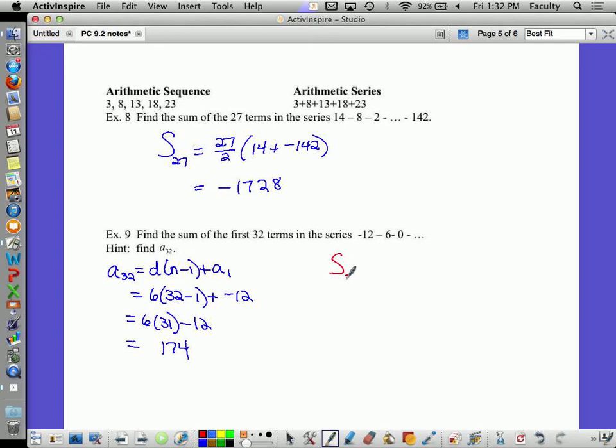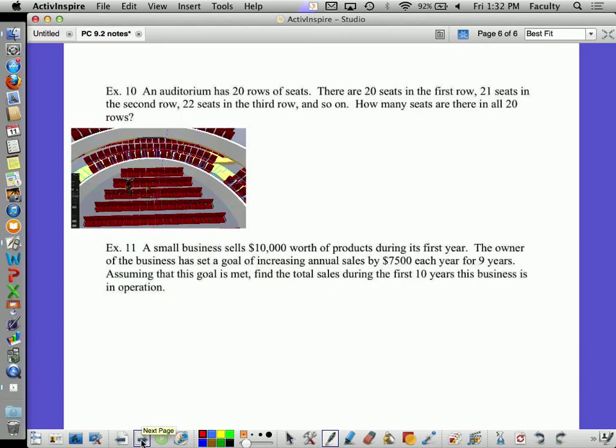So that's S sub 32 equals 32 over 2 times negative 12 plus 174. So make sure you can do the computation on your calculator. And I got 2,592. Okay? Any questions up to this point? Pretty straightforward.